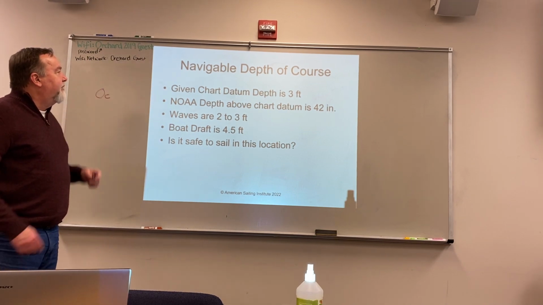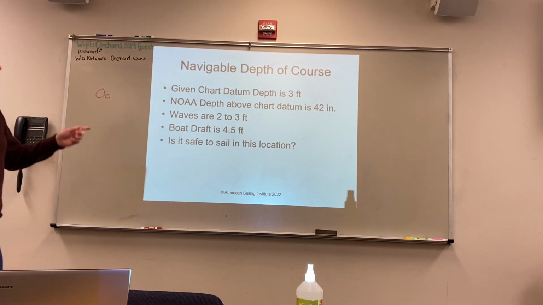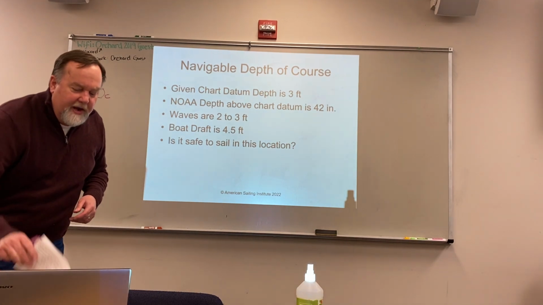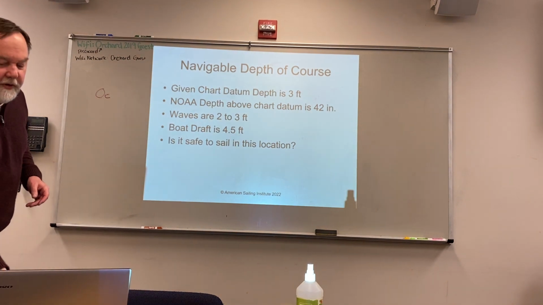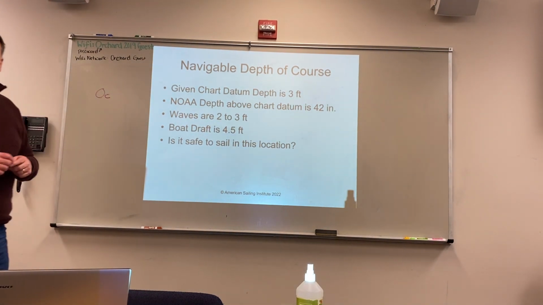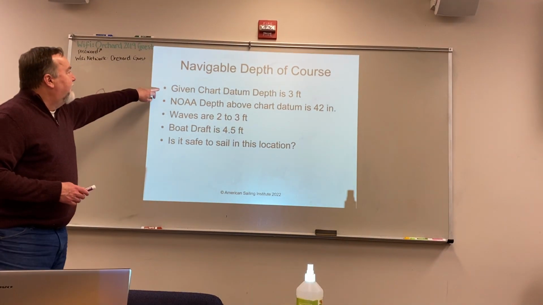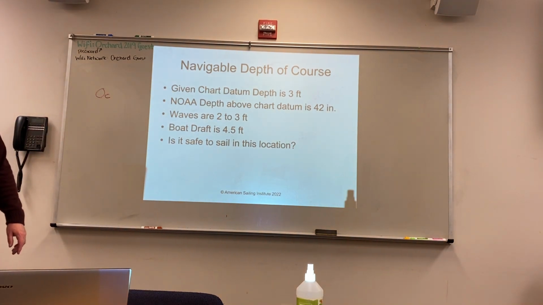We're given a chart datum depth of 3 feet at a location. I'll show you in a minute. By the way, you can find this on page 34 of your primer, the same problem we're going to work through, so you might just want to take notes on that page. So it says 3 feet on the chart. So 3 feet above datum is the surface of the water, low water datum.